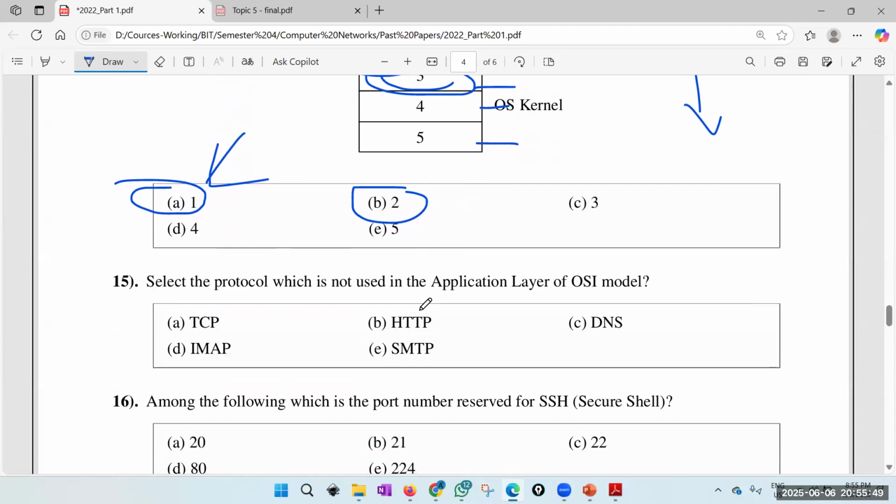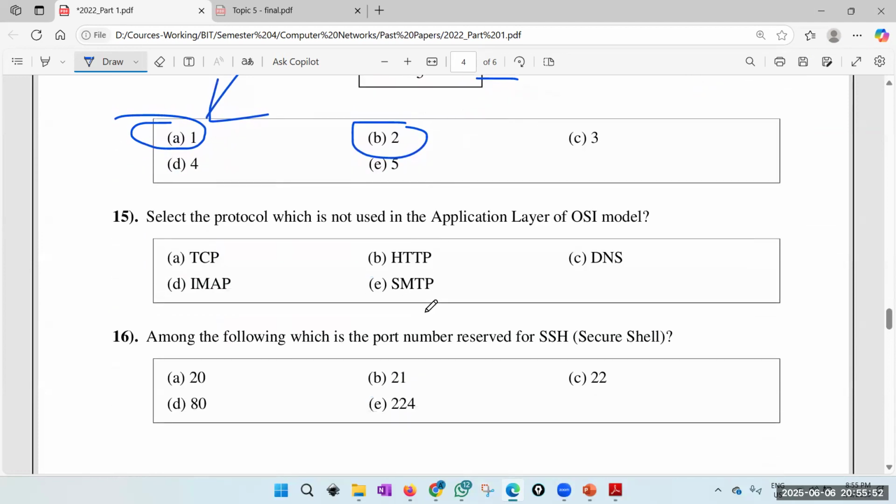Okay. Select the protocol which is not used in the application layer. Right, that is super easy. Obviously, TCP is not application layer, right? TCP is transport layer. All others: HTTP is web. DNS, remember, is a very special application layer protocol. IMAP, SMTP, email.